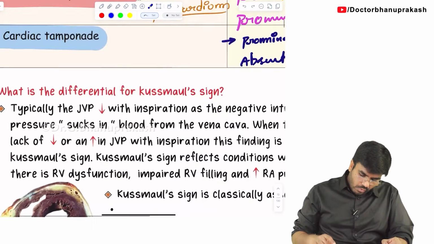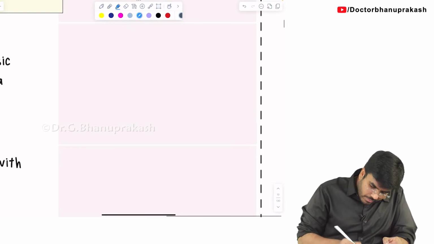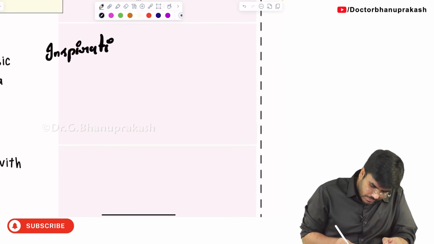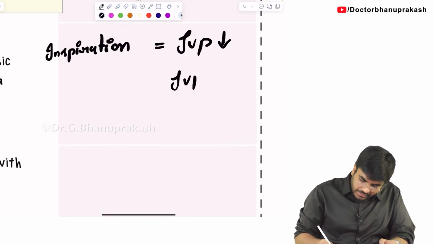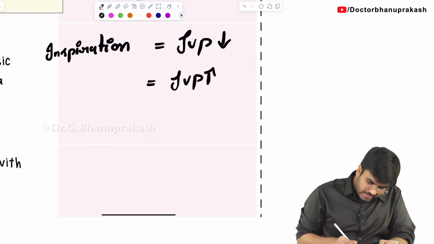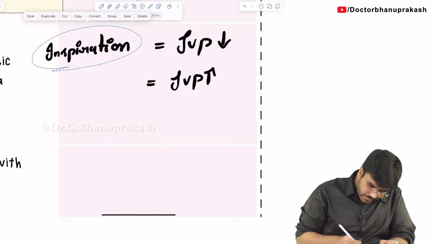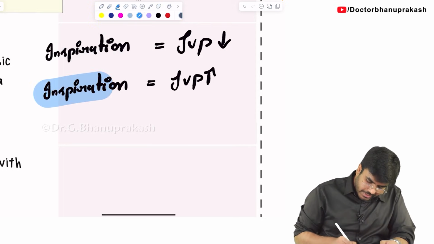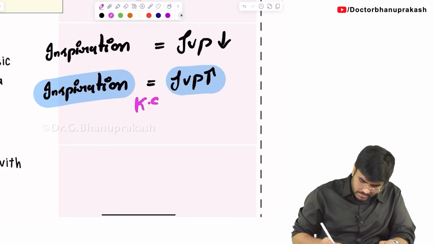So let me explain what exactly a Kussmaul sign is. Guys, look here. What is normal during inspiration? Normal is that jugular venous pressure should decrease. What if JVP increases on inspiration? During inspiration, if your JVP increases, then it is called Kussmaul sign, KS.